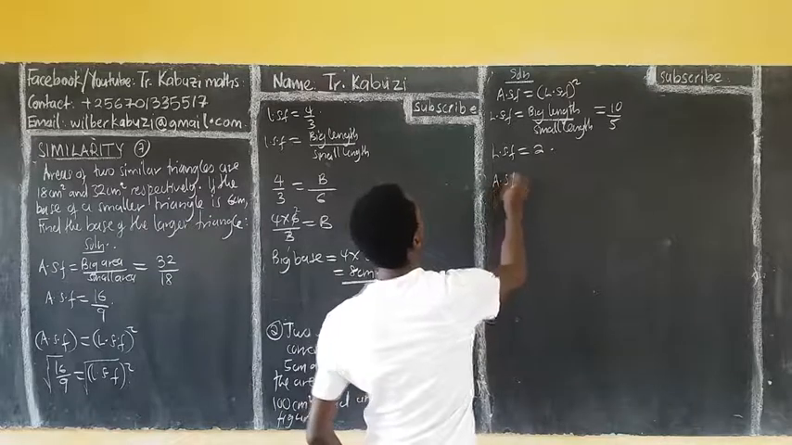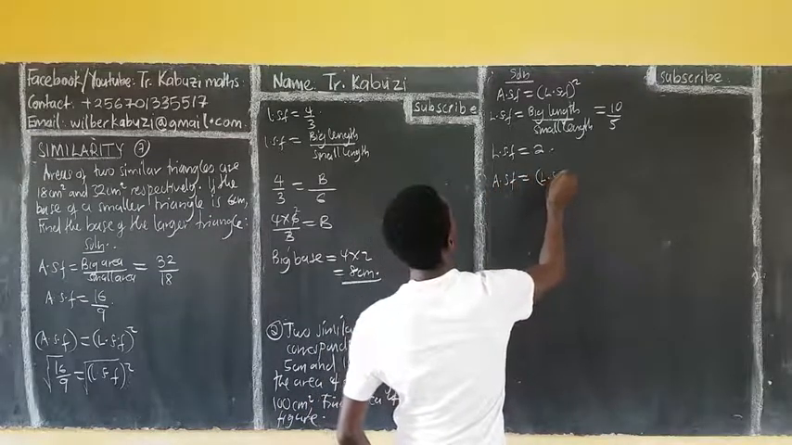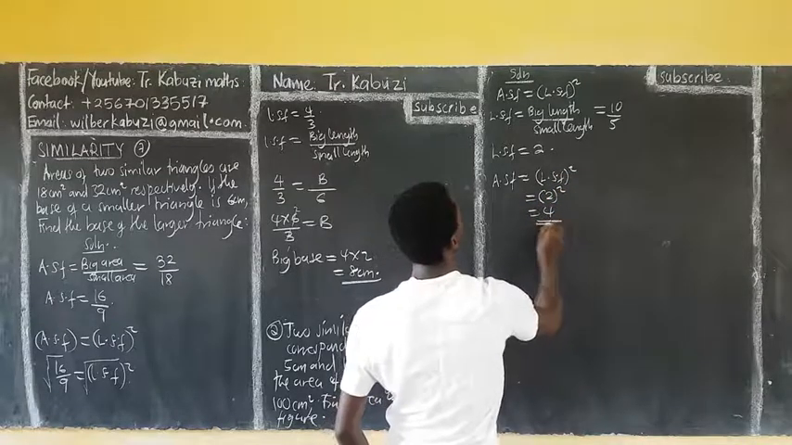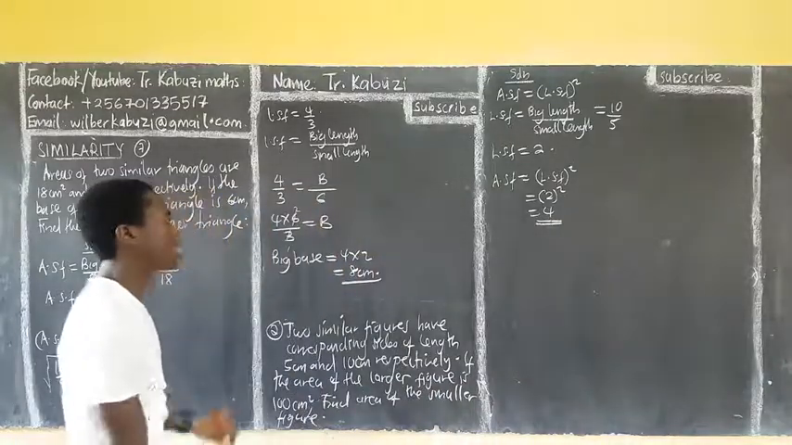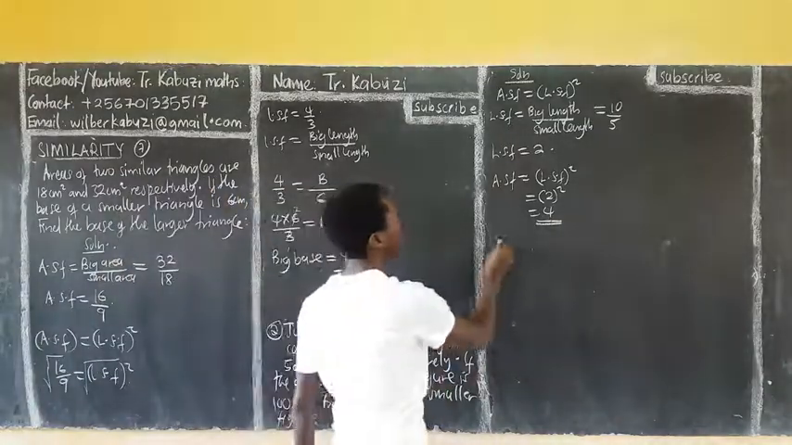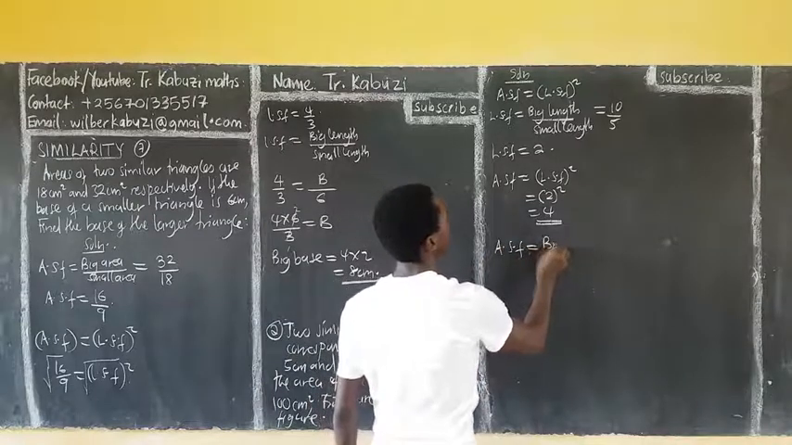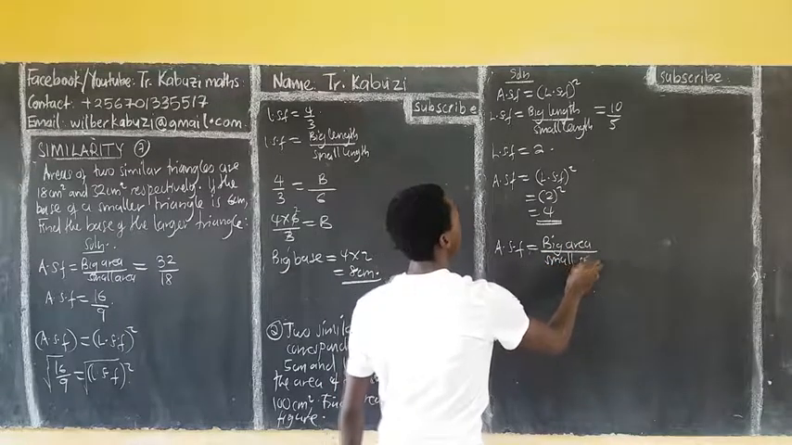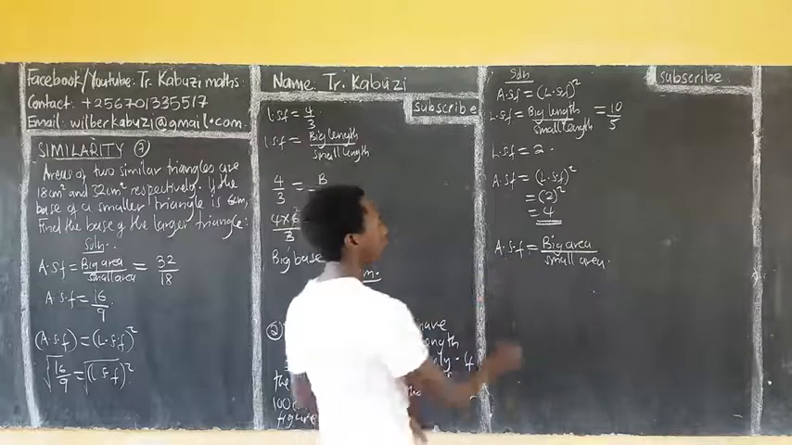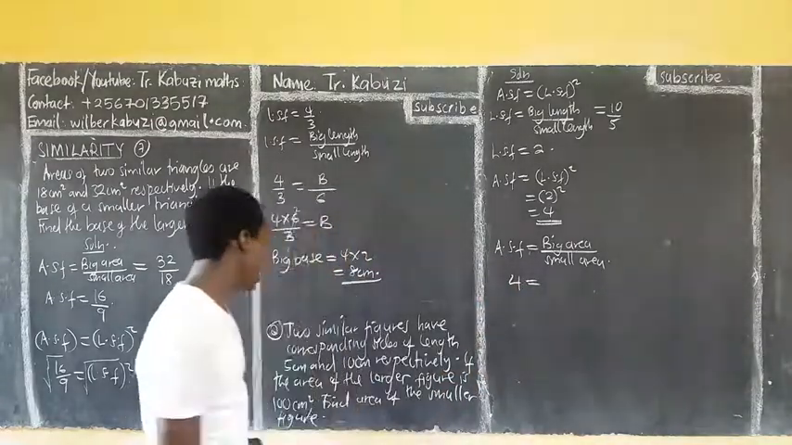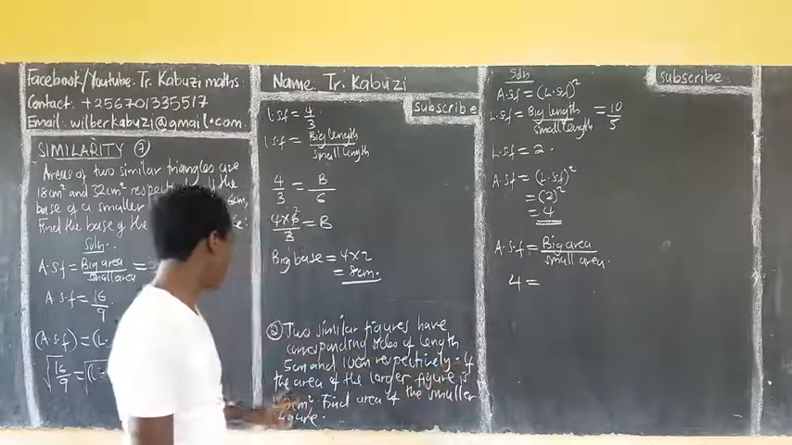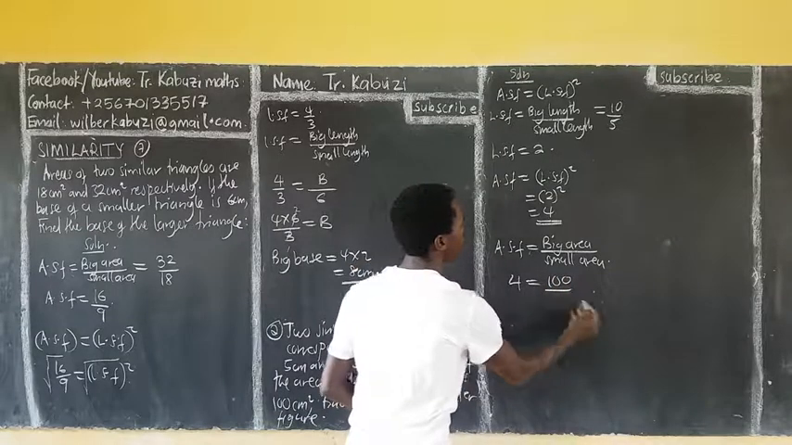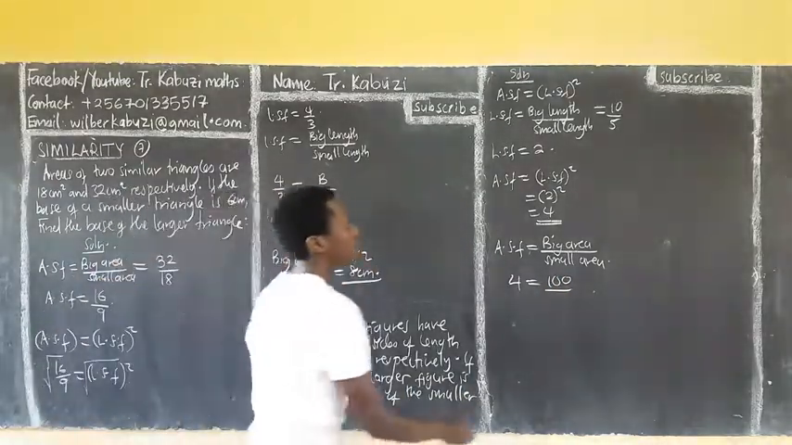Now my area scale factor is LSF squared, which is going to be 2 squared, and this will be 4. If I have that, you see that now I know that area scale factor is equal to the big area over the small area. Do you have the scale factor? Yes. Do you have the big area? Okay, let us go through. The area of the larger figure, yes, we have it, the bigger one, is 100, over the area of the smaller figure, which we want.